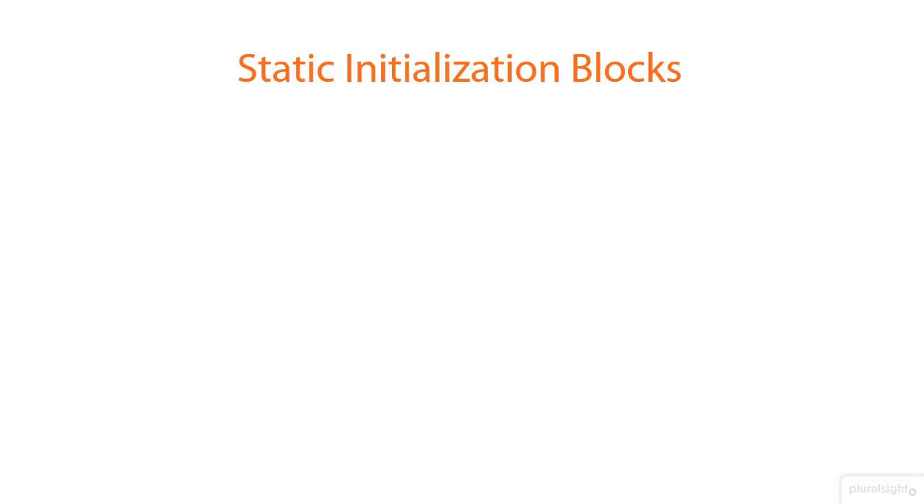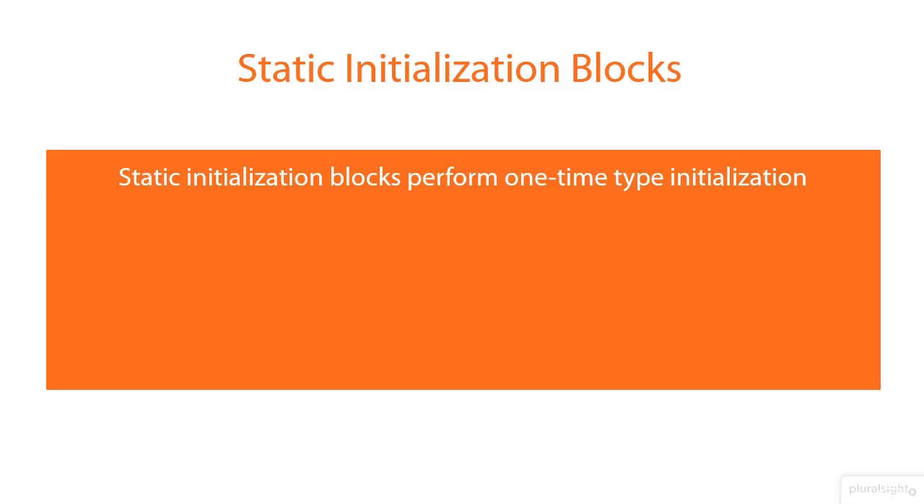There are times in our applications where we need to do some kind of work to prepare a class before we use it, and that's where static initialization blocks come in. Static initialization blocks perform basically one-time type initialization. And the neat thing about them is that they execute automatically before your type's first use.